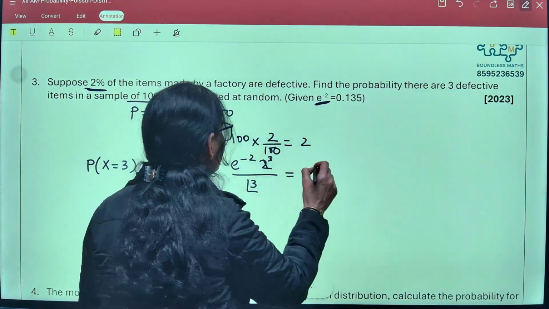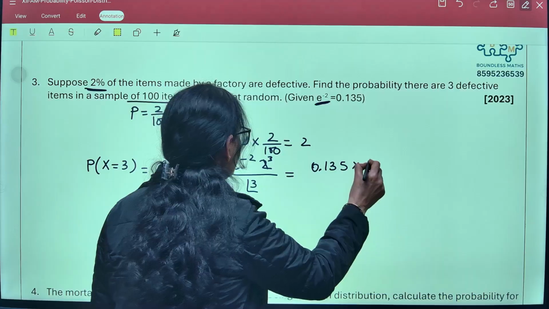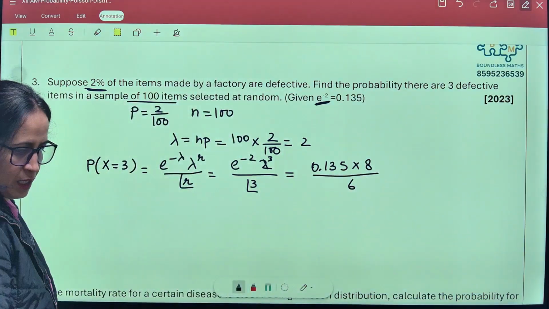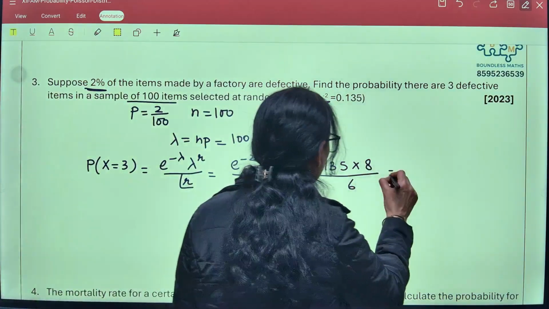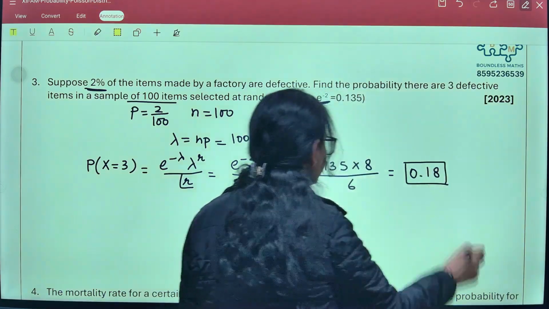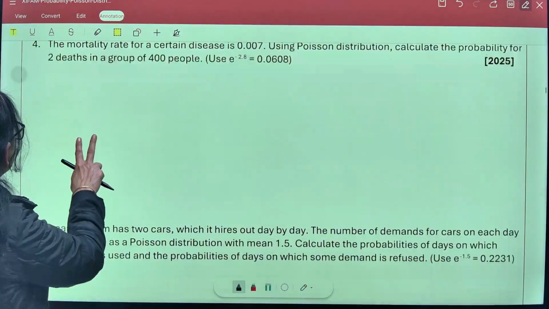So just put the value of this, it comes out to be 0.135 into 2 cube is 8 upon 3 factorial is 6. And when you solve this, this comes out to be 0.18. So the final answer is 0.18. Easy? Yes. So let's move to the next question.